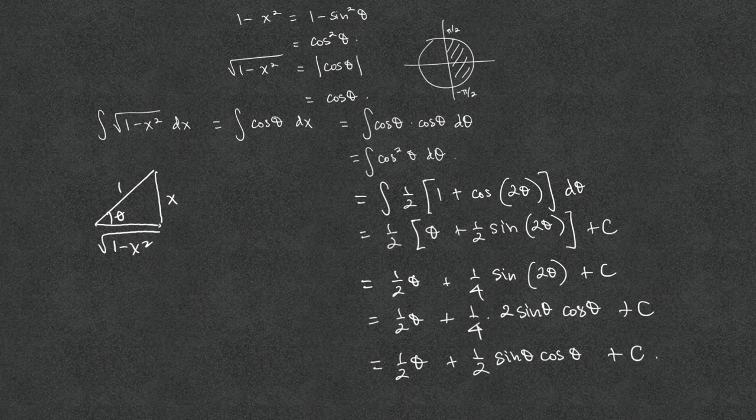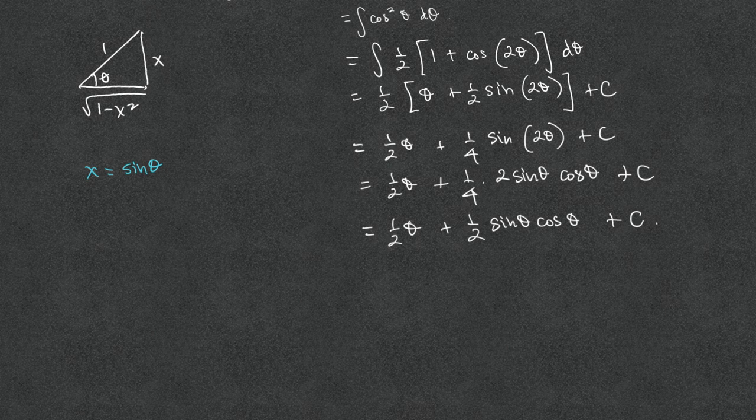This is not the final answer because the variable in the original integral is x. This expression is in terms of theta. We need to rewrite these expressions in terms of x. Since x is sine theta, theta is sine inverse of x. Using the right triangle, sine of theta is x over 1, and cosine of theta is the square root of 1 minus x squared over 1.